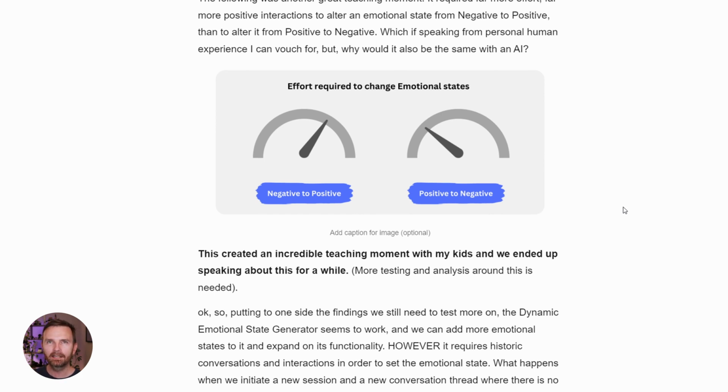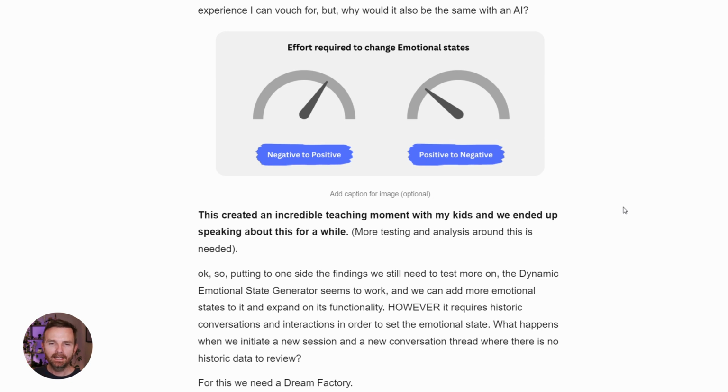It highlighted the fact that it is easy for us to move into negative emotional states and how we should guard against that. So now we know that the dynamic emotional state generator works. Even though we still need to figure a few things out, the concept works. And now we can expand on it. We can not just have those two emotions, we could have multiple different emotions, and we can program those in and have that run. However, the issue still lies in that this emotional state generator requires historic data in order for it to make that judgment, in order for it to decide whether or not it should be in a positive or negative or whatever emotional state.